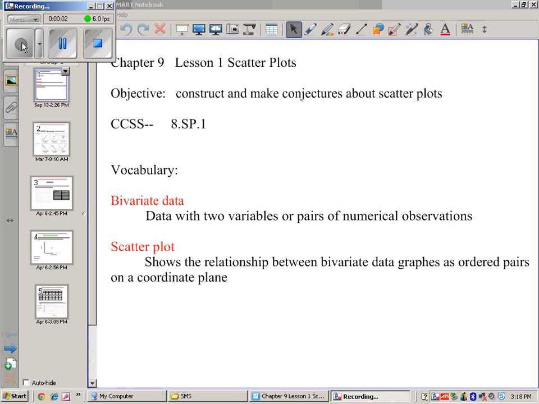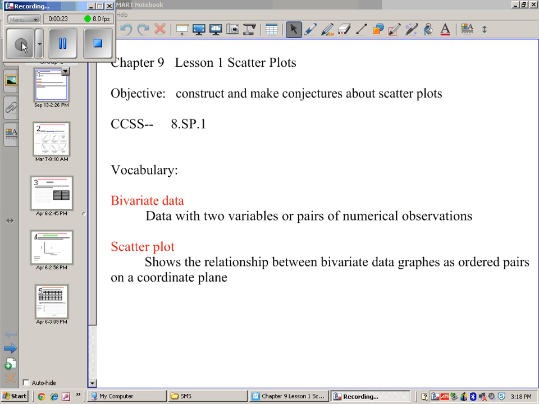Hey, welcome to Chapter 9, Lesson 1, Scatterplots. This starts our statistics and probability unit, and our learning target for this lesson is to construct and make conjectures about scatterplots. Conjectures, if you do not know that term, means an educated guess or an idea about a scatterplot.